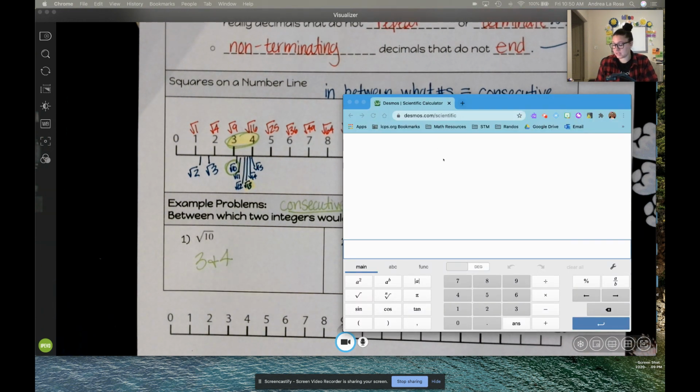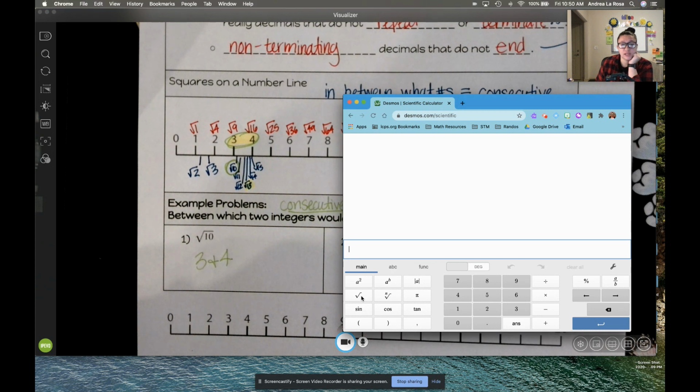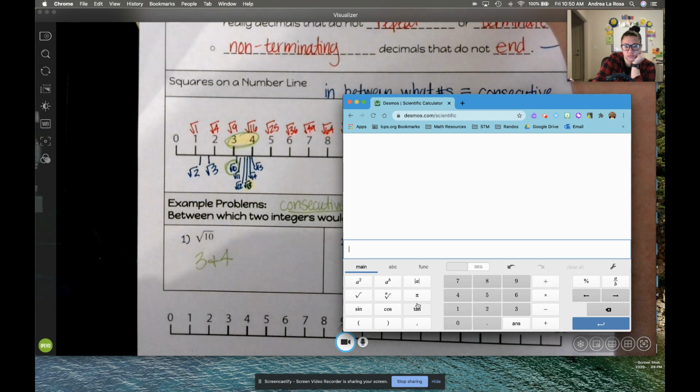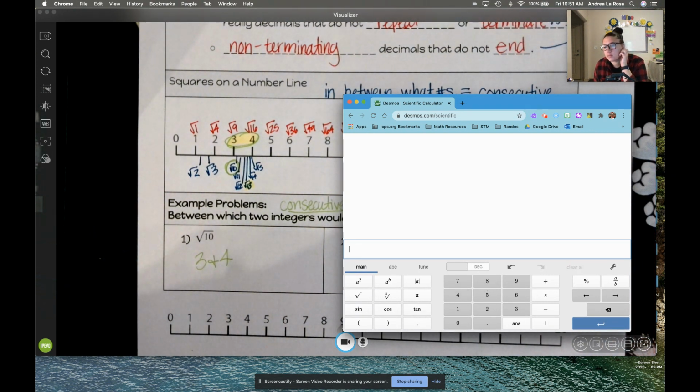So now I've pulled up my Desmos calculator. What does this look like on the calculator? On my calculator, I'm going to want to click this button here. This is my square root button. Let me point that out to you one more time. Right here. Oh, why is my clicker not going? Sorry, let me fix this.